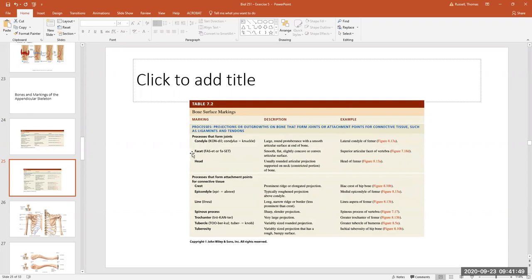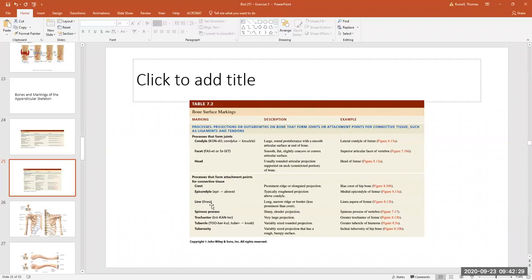What a facet is really going to be covered when we get into the axial skeleton. I mentioned earlier we had on the humerus, and we're going to see it again on another bone, something called the head of the bone. On the tip of a condyle, there's something called the epicondyle. Just like for the skin, we had epidermis was above the dermis. The epicondyle is above a condyle. We have a line, at least one of them. We're going to look at the linea aspera on the femur.